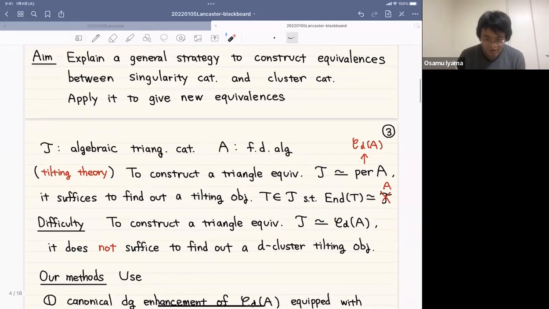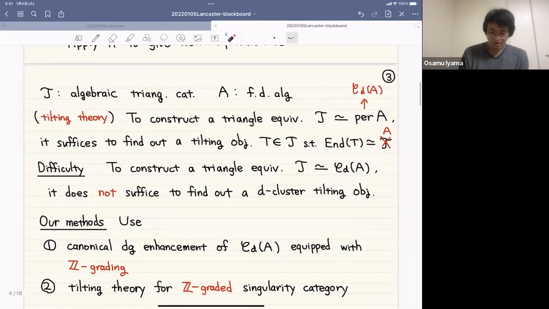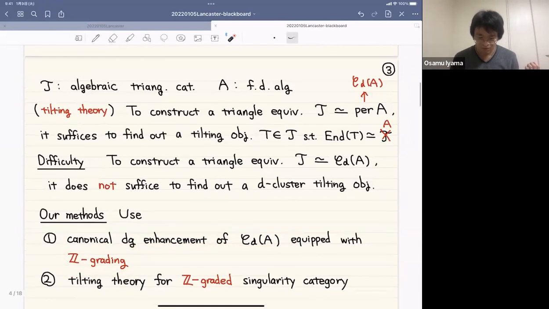Now let me explain our method, how to overcome such a difficulty. Basically, we use the following two general notions. By the construction of the cluster category in the non-hereditary setting by Amiot, Guo, and Keller, the cluster category has a canonical DG enhancement. And one important point is that this canonical DG enhancement has an additional Z grading. Of course, a DG category is a Z-graded category, but this enhancement has another Z grading.